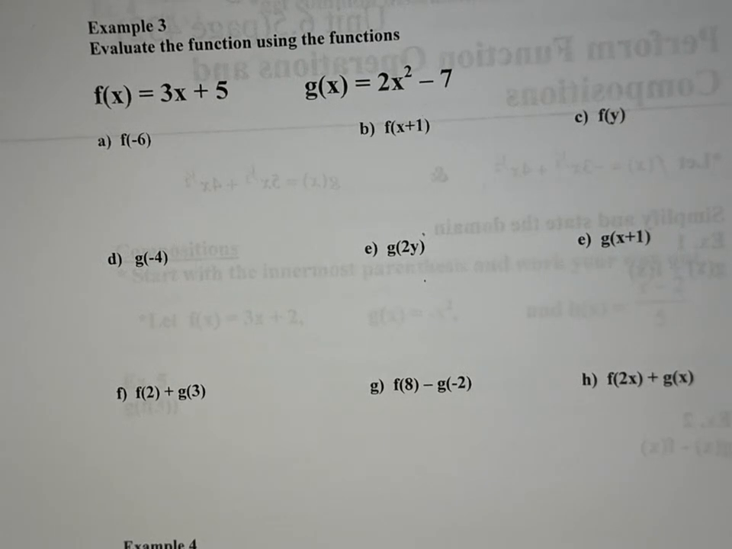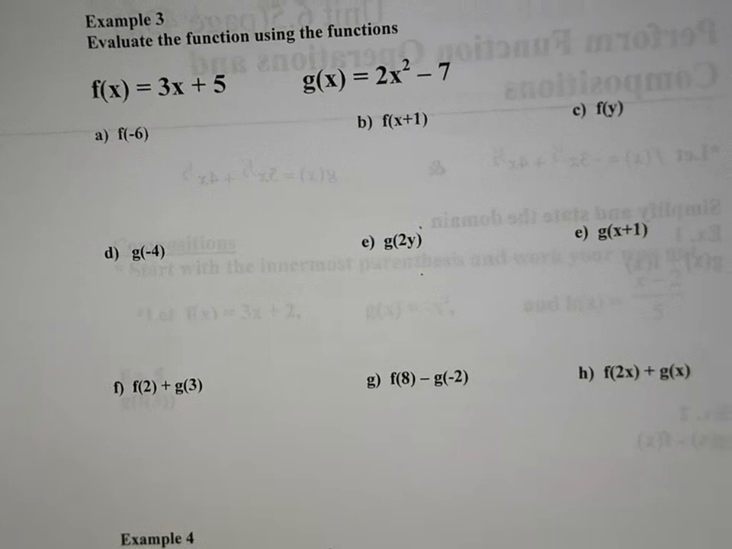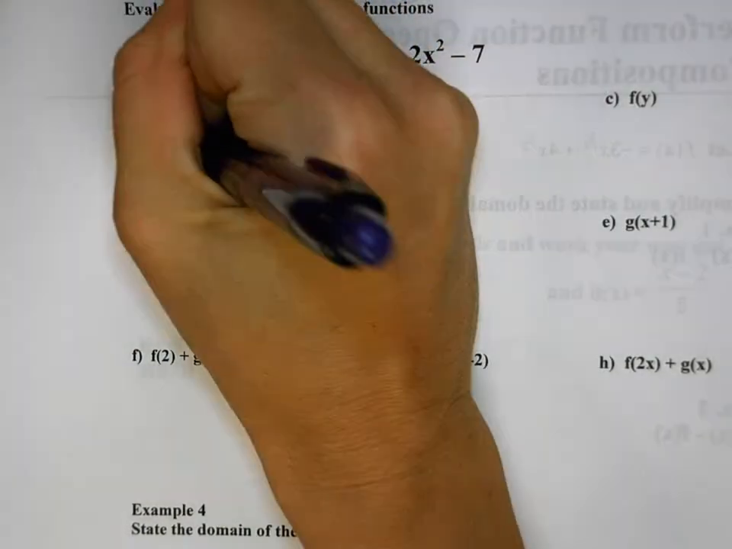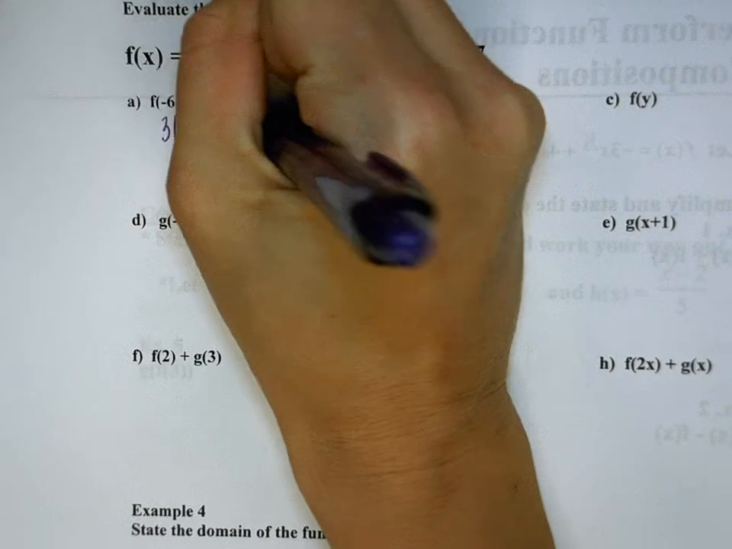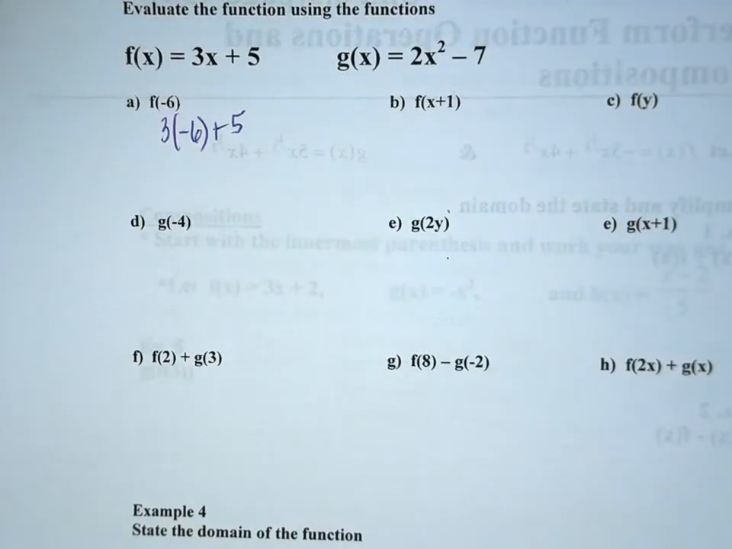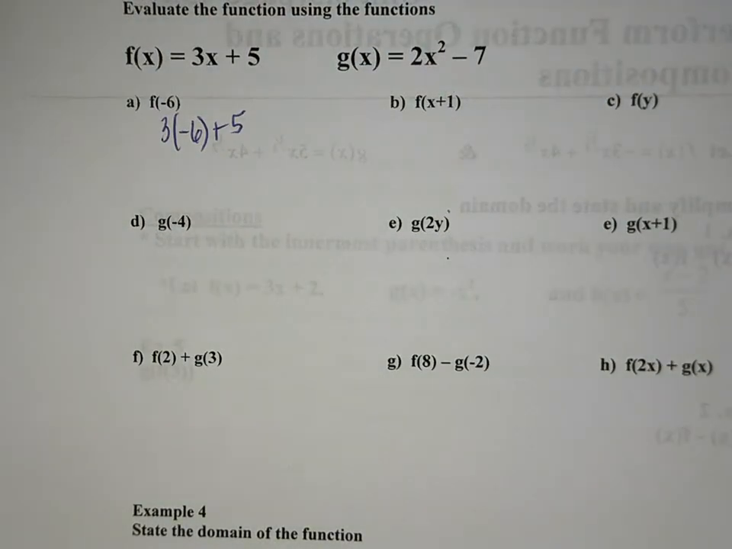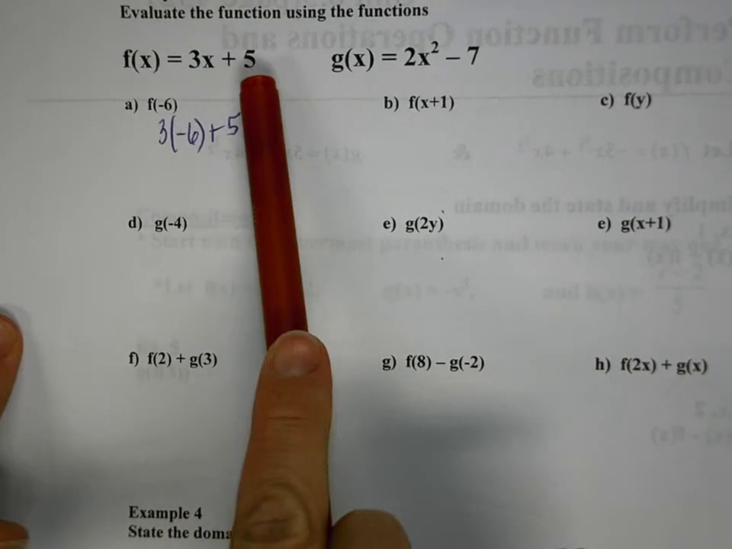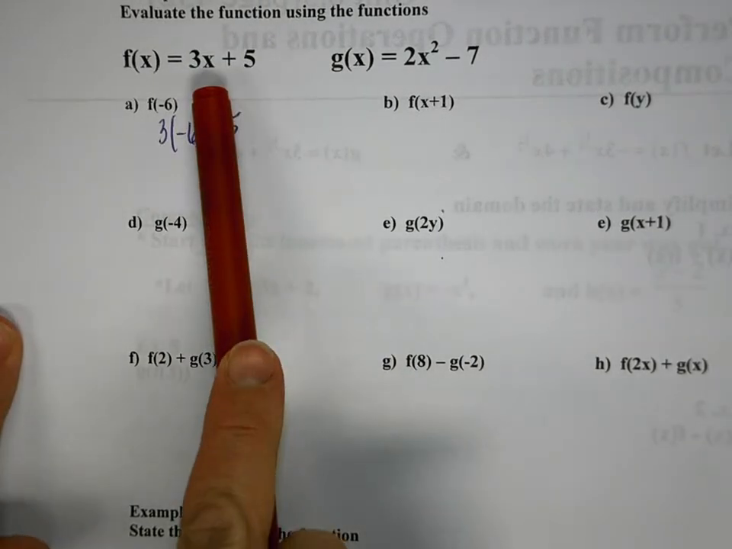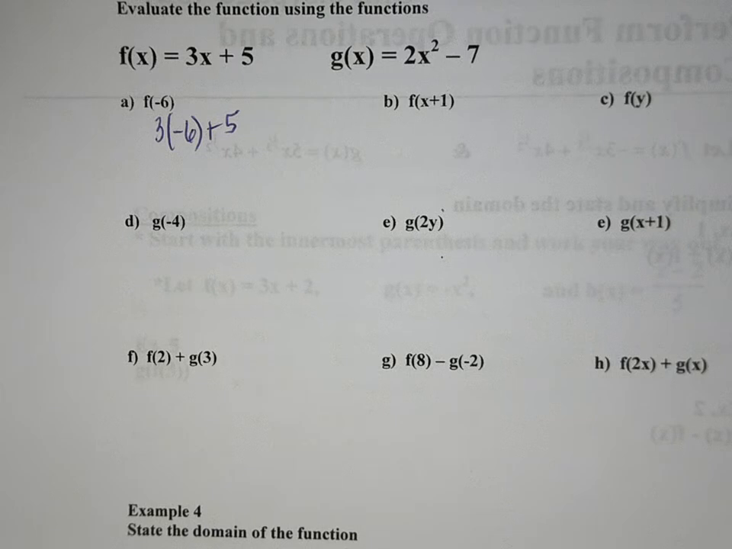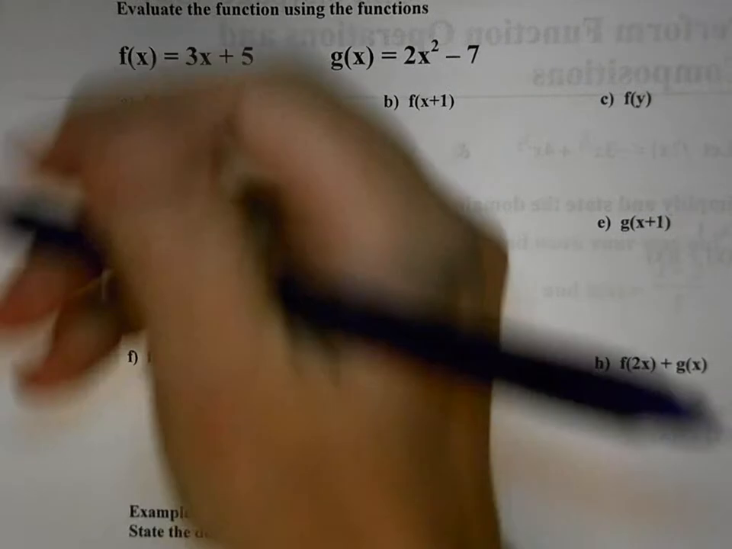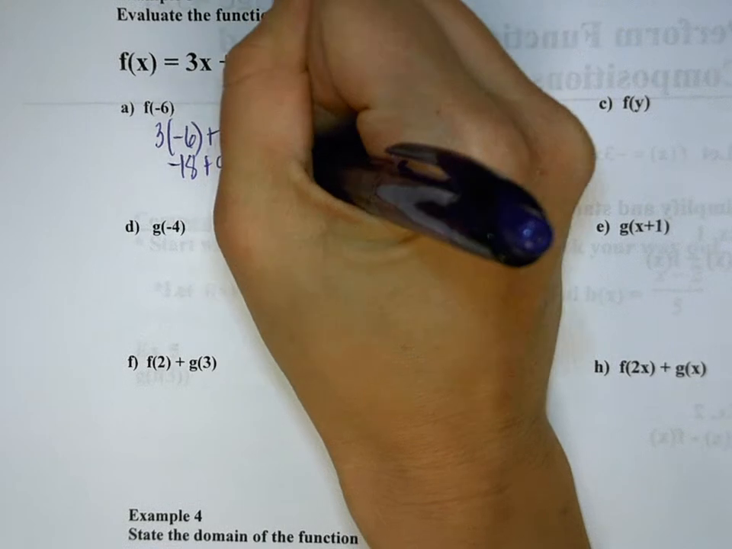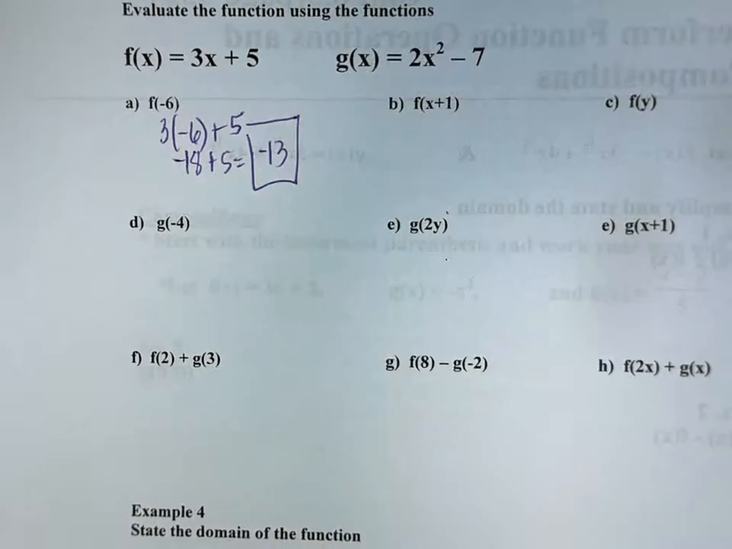So what will I write for A? I'm just going to write 3 times negative 6 plus 5. I'm plugging in negative 6 to my f equation. I'm not worrying about this left side. I know I found my f equation. I'm plugging negative 6 in for x, and I'm going to simplify. What is 3 times negative 6? And negative 18 plus 5 makes, and that is my answer.